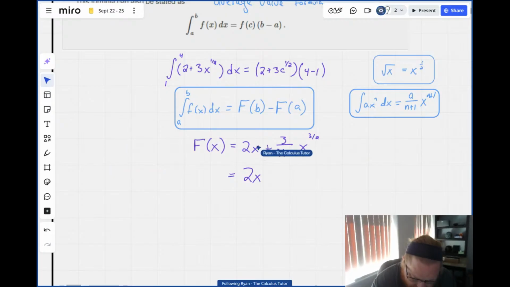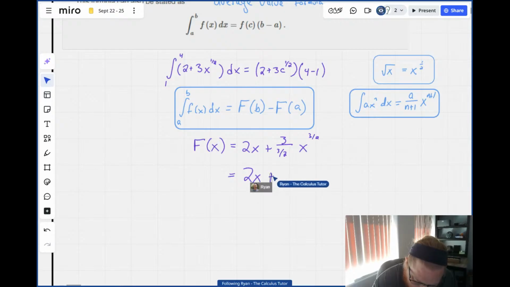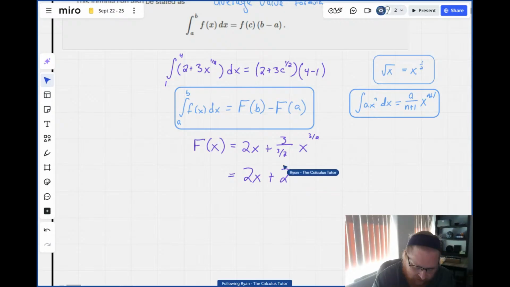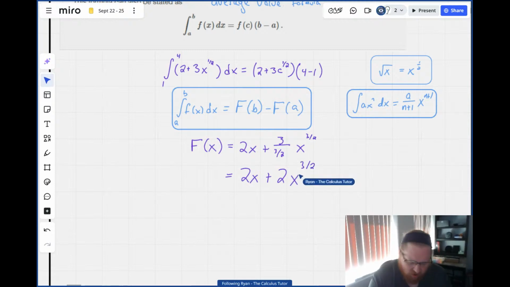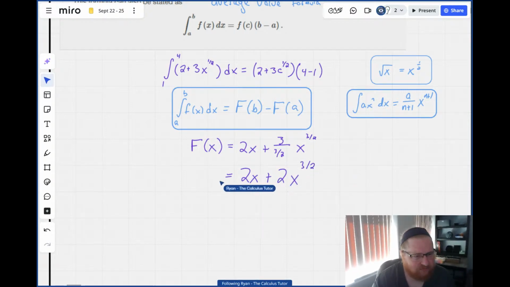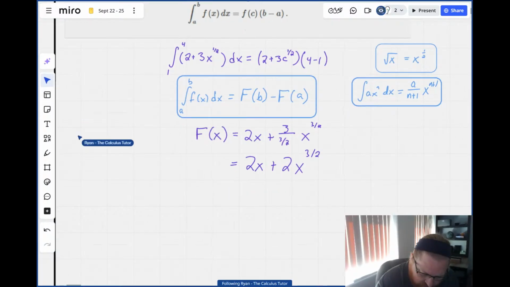3 divided by 3 over 2, that becomes 2. How do we know that? 3 over 2 is 1.5. How many times does 1.5 go into 3? It goes in twice. There we go. There's a bunch of other ways to do that. That's the way I did it. And now we have this. Huzzah! Okay, we could factor out a shared value. That's overkill. So here's what we're going to do.